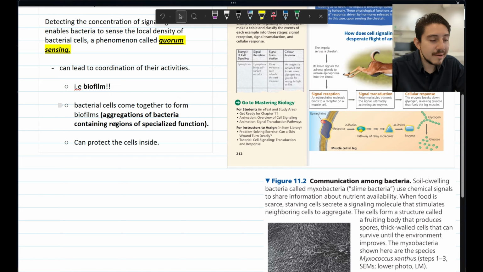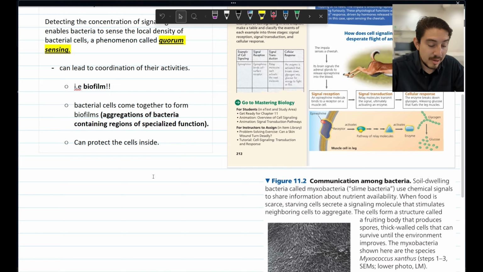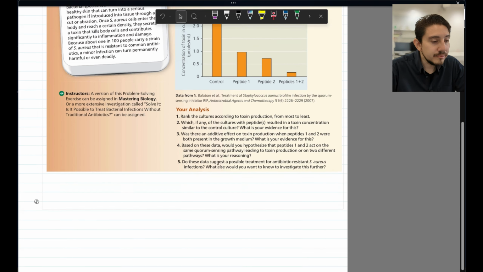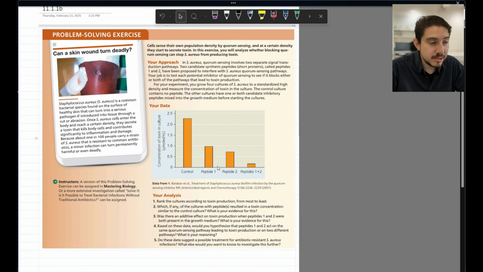Moreover, biofilms are aggregations of bacteria containing regions of specialized functions, and they can protect the cells inside from the outside, like a mucous layer, not necessarily a membrane, right? On the following page, I'm going to continue with biofilm.